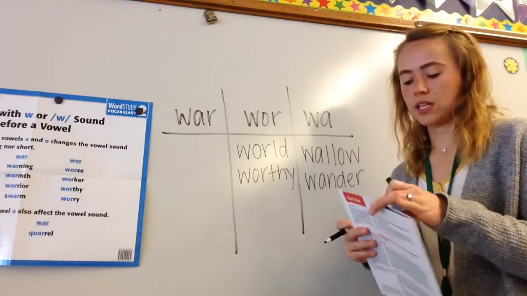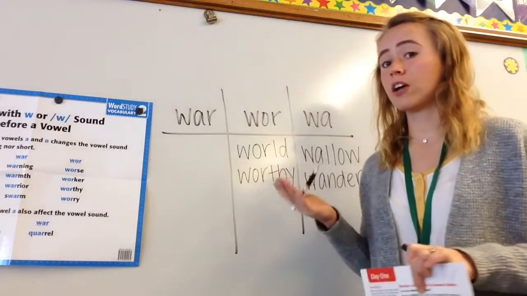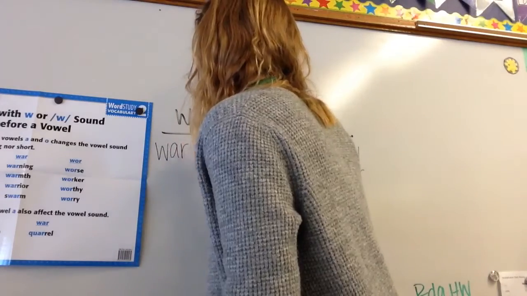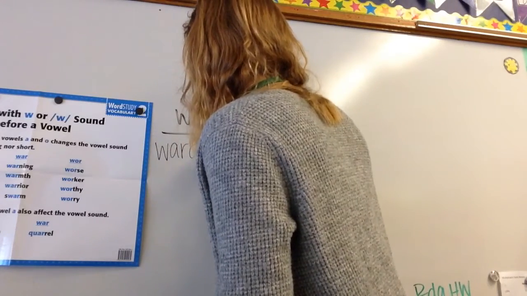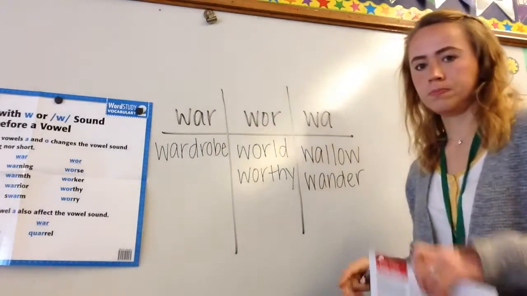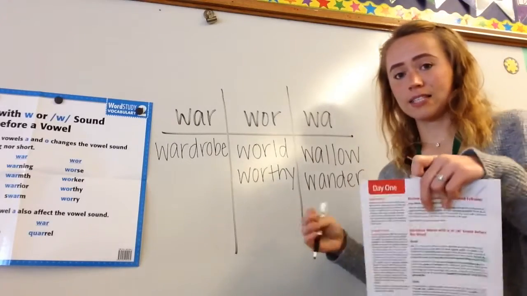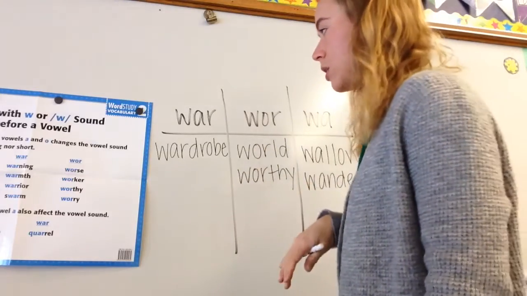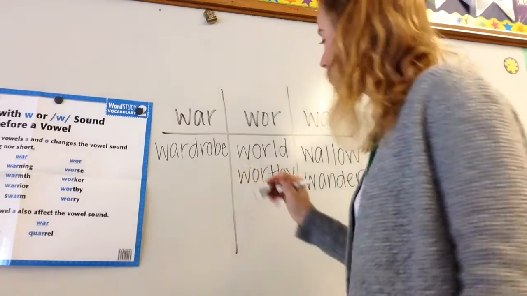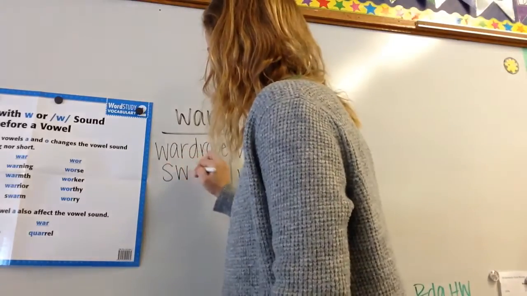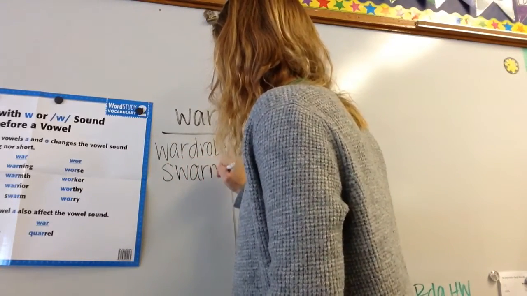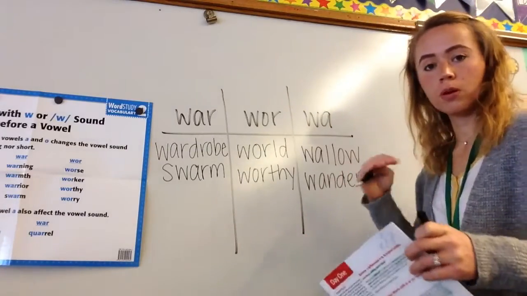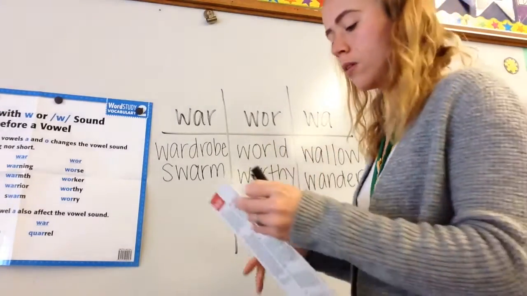Alright, my next one is wardrobe. So that one there, I already hear the word war. So that one comes over here. Wardrobe. And that's like a closet. And my next one is swarm. So there I also hear war in there. Swarm. So it comes over here. Okay, my next one. Oh, a swarm is like a group, like you're moving together in a group.